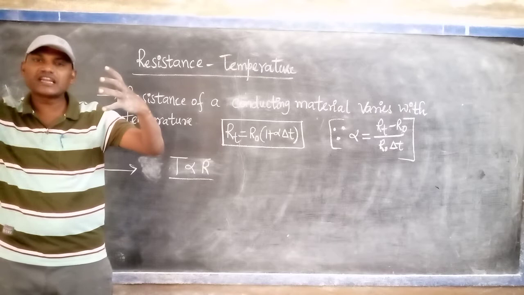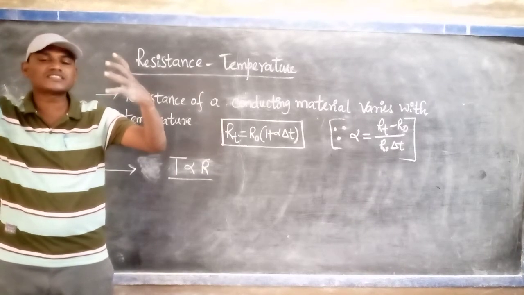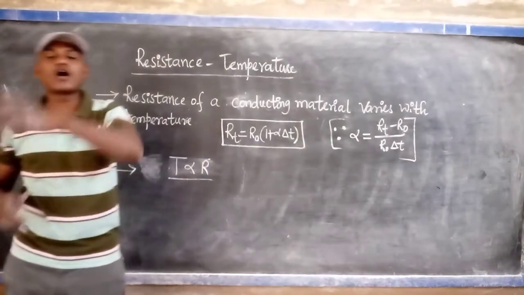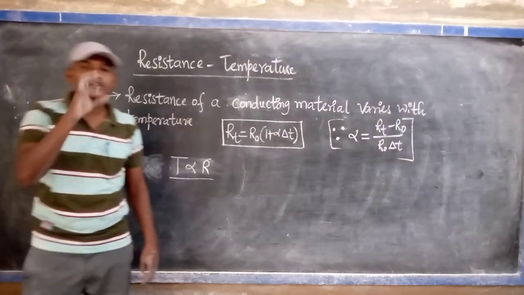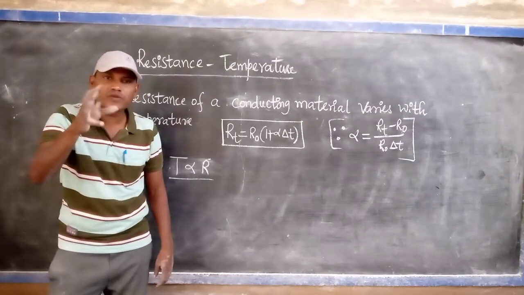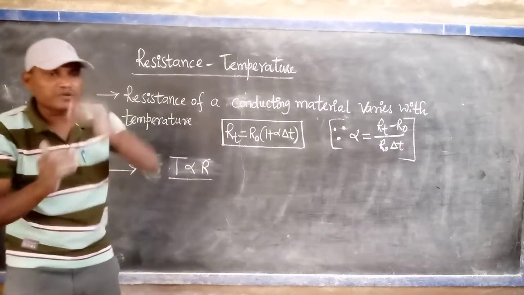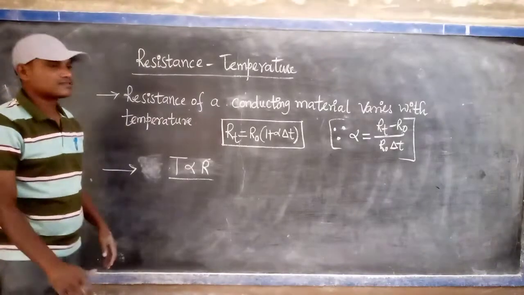Means when the temperature of the electron increases, their kinetic energy increases. That's why the number of collisions with the ions and atoms increases, and more opposite force acts on the electron. That is the reason. So more opposite force will act on the electron when temperature increases. That's why if temperature increases, resistance of the material also increases.